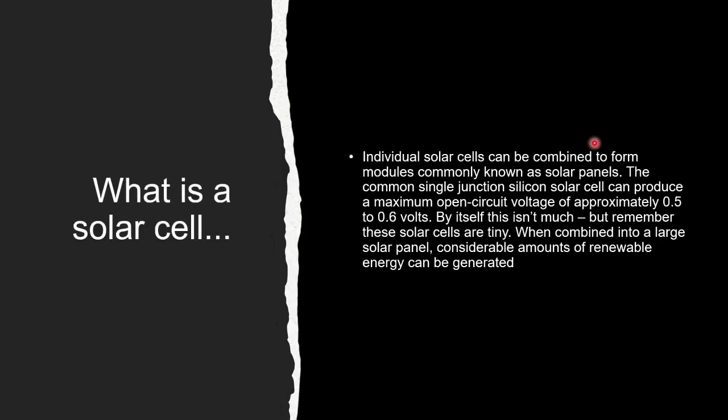To continue, individual solar cells can be combined to form modules commonly known as solar panels. The common single junction silicon solar cell can produce a maximum open circuit voltage of approximately 0.5 to 0.6 volts. By itself, that isn't much, but remember, these solar cells are tiny. When combined into a large solar panel, considerable amounts of renewable energy can be generated. Imagine a huge field of solar cells combined as solar panels. Imagine thousands of these solar cells combined, and how much renewable energy they can generate.